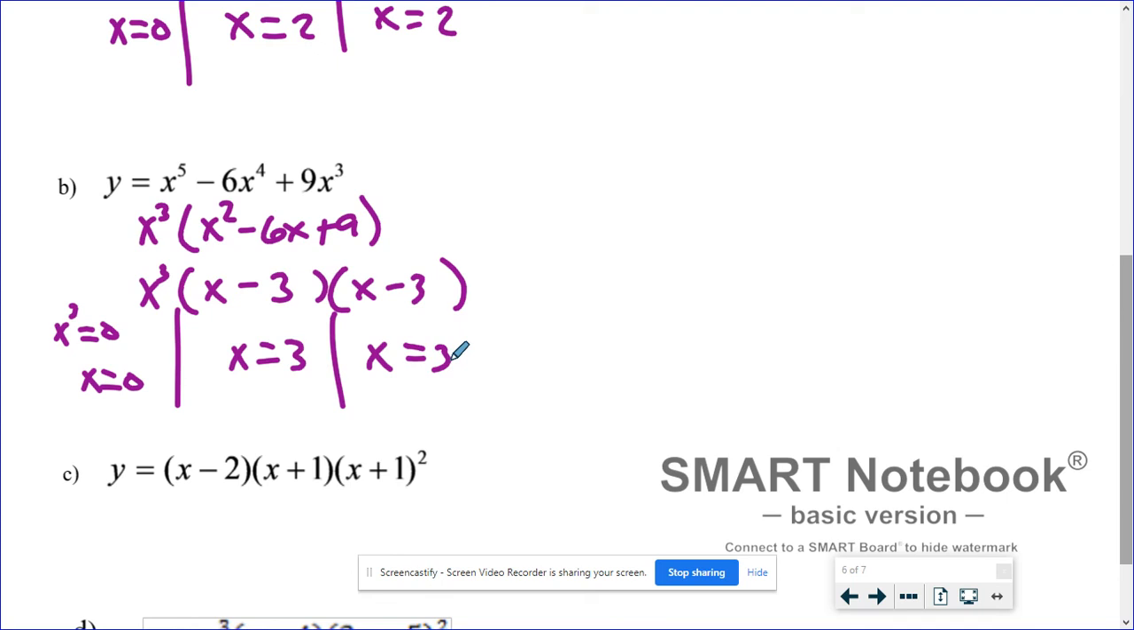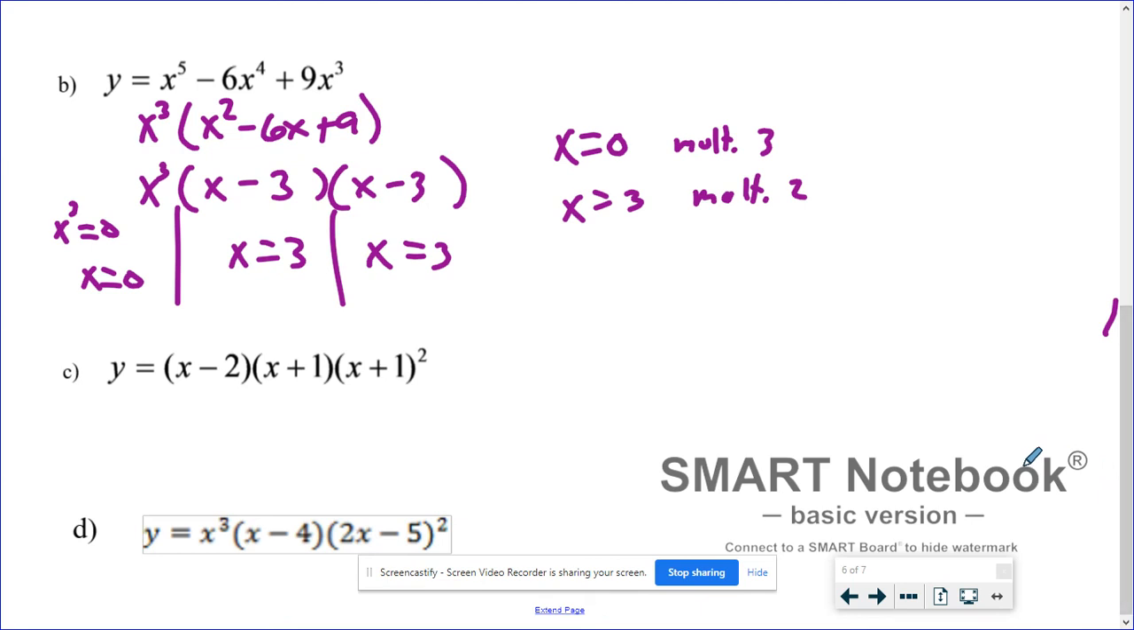So you wouldn't say that your answer is 0, 0, 0, 3, and 3. You would say it's x equals 0, multiplicity of 3, and x equals 3, multiplicity of 2. Again, the multiplicity is how many times your answer counts. All right, I'm going to leave these last two as part of the exit ticket.